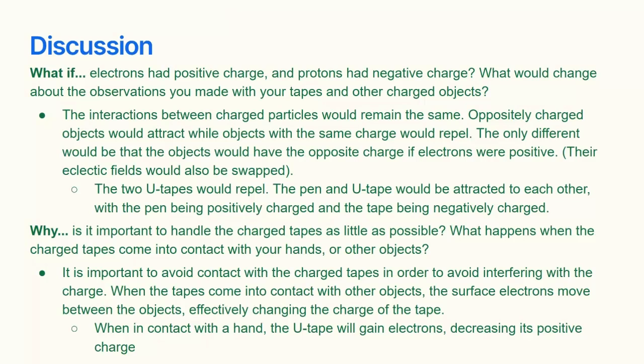And it is important to avoid contact with the charged tapes in order to avoid interfering with the value of the charge, because when the tapes come into contact with other objects, surface electrons move between objects, effectively changing the charge of the tape. So when in contact with a hand, the U-tape would gain electrons and experience a decrease in its positive charge.